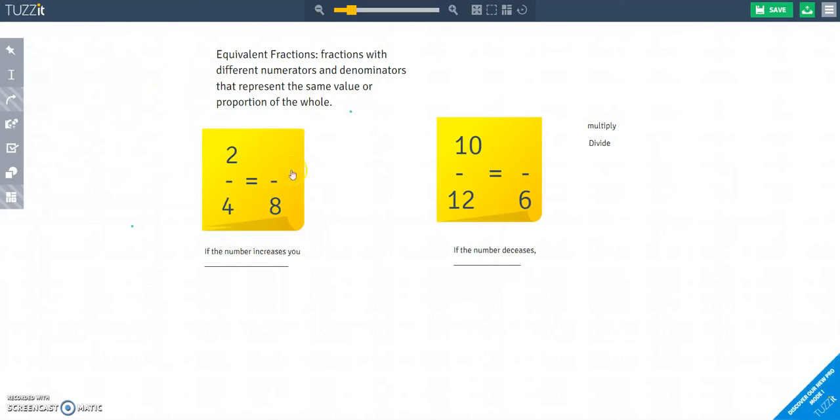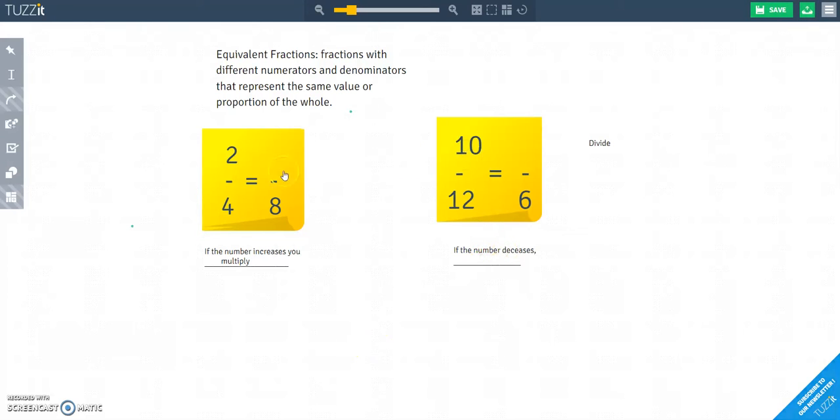So, as you can see, we have two math equations here. This one is 2/4 equals blank eighths. So, what I want us to remember is that if the number increases, so if we are going from a 4 to an 8, or if the number with the missing part is higher in the denominator or numerator, we are going to what? We are going to multiply because we want to increase the number. So I'm going to drag multiply over here.